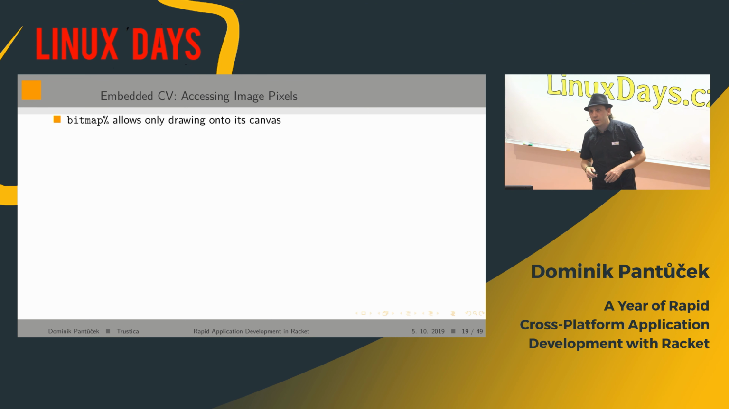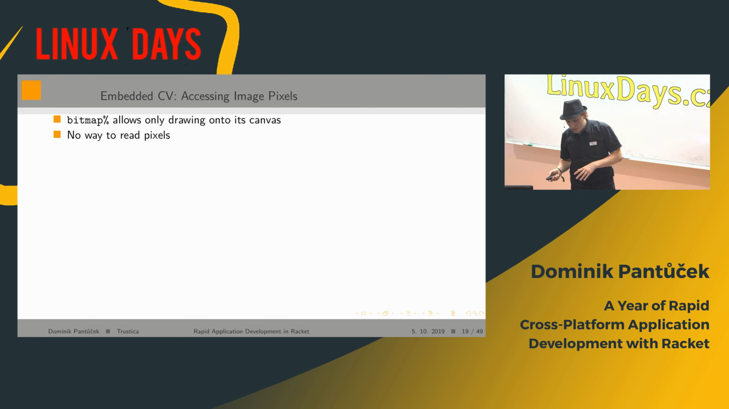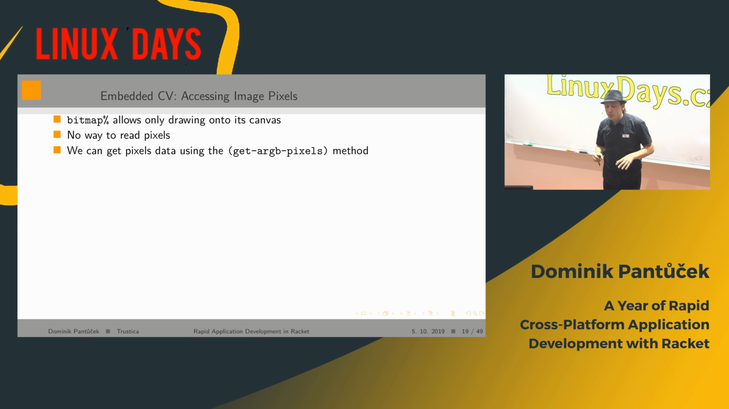So after we've overcome this limitation, how do we work with that? Turns out Racket's bitmap class cannot read what's inside the bitmap. Might sound strange. Why the hell is he talking about this if it can't even read what's in the bitmap? Well, nobody wanted to use it, so nobody implemented it. But we wanted to use it, so we implemented it. Although there's no way to read pixels, it's rather easy to get the alpha channel, red channel, green channel, and blue channel for all pixels as one huge bytes array.